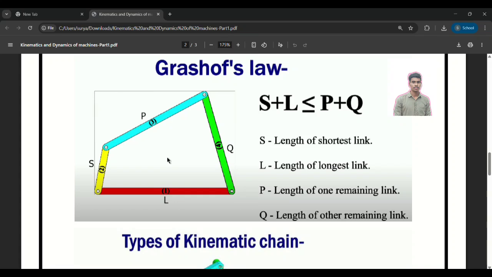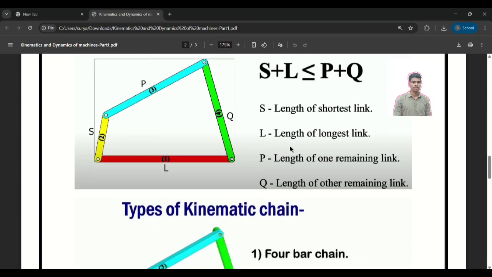Here you can see Grashoff's law. S is denoted as the shortest, L is the longest. If you add these two lengths, the sum should be less than or equal to P plus Q. This is the basic fundamental Grashoff's law. This may be asked in technical questions for mechanical engineers.